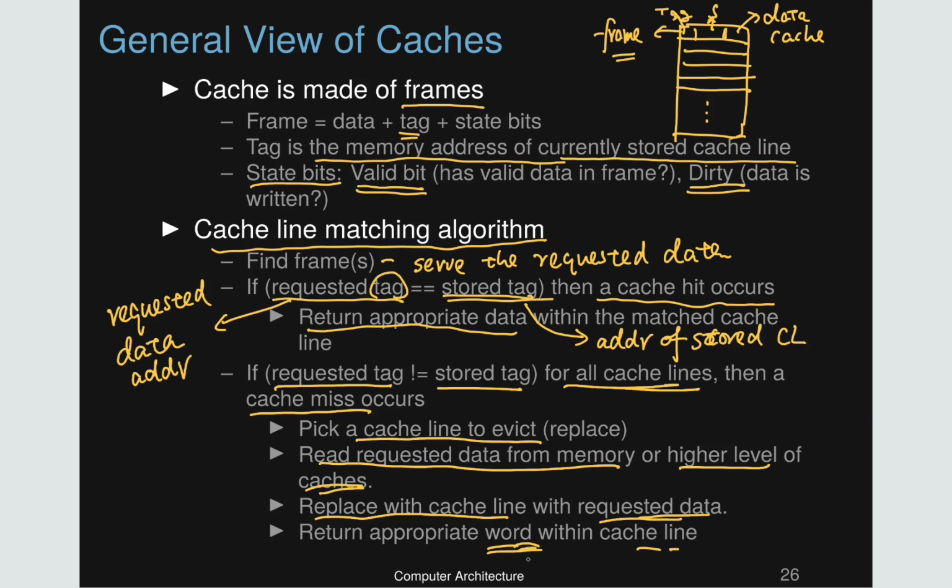The word is the term that we use to describe the size of data, and the word is usually 8 bytes. When we're returning the data from the cache line to the CPU, we're going to return one word or several words based on the actual requested type.